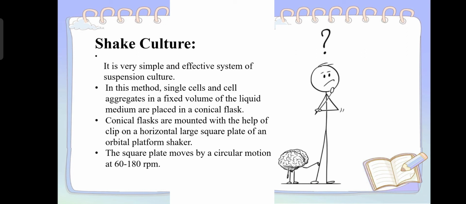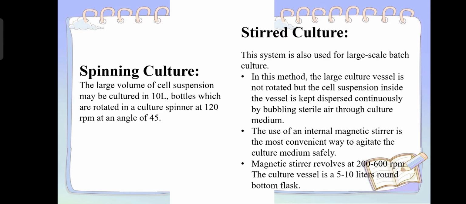Shake culture. It is a very simple and effective system of suspension culture. In this method, single cells and cell aggregates in a fixed volume of the liquid medium are placed in a conical flask. Conical flasks are mounted with the help of clips on a horizontal large square plate of an orbital platform shaker. The square plate moves in a circular motion at 60 to 180 rpm. Spinning culture. A large volume of cell suspension may be cultured in 10-liter bottles which are rotated in a culture spinner at 120 rpm at an angle of 45.